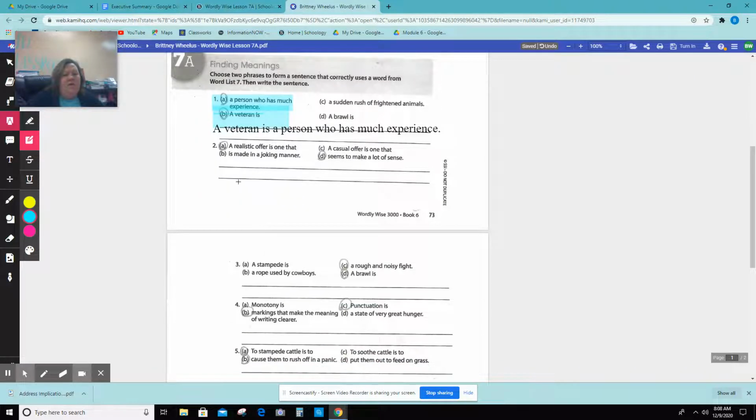All right, number 2. A realistic offer is one that is made in a joking manner. A realistic offer is one that seems to make a lot of sense. A casual offer is one that is made in a joking manner. A casual offer is one that seems to make a lot of sense. A realistic offer is one that seems to make a lot of sense, okay? If it's realistic, it's something that could actually happen, and it does make sense, okay?